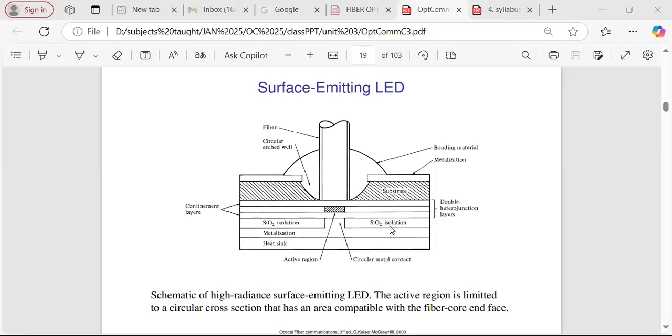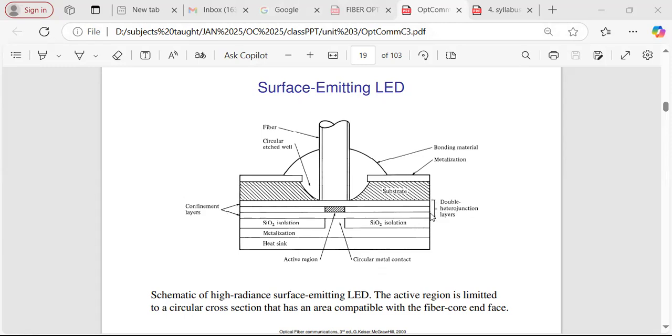So in an earlier video, we have seen the heterojunction structure of LED, in which there are different layers of different semiconductor materials having different mole concentrations of the elements. Now LEDs are of two types. The first one is the surface emitting LED, and here you can see the structure of this surface emitting LED, and these two layers are the confinement layers.